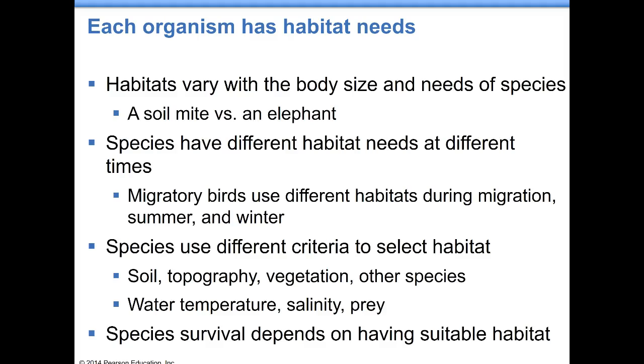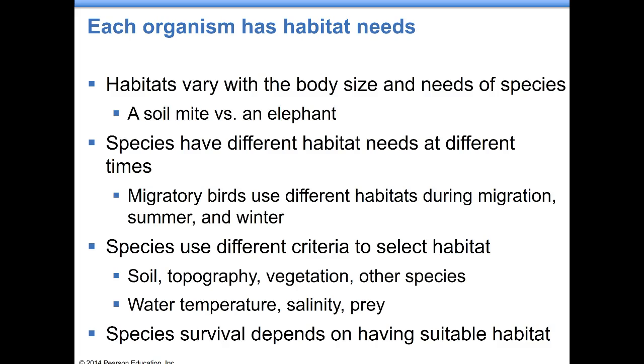Hello, apes, and welcome to screencast number 7 in our Chapter 3 series, Evolution, Biodiversity, and Population Ecology. We last left off talking about habitats and the different habitat needs, and I was mentioning migratory birds use different habitats during their migration for summer and winter.